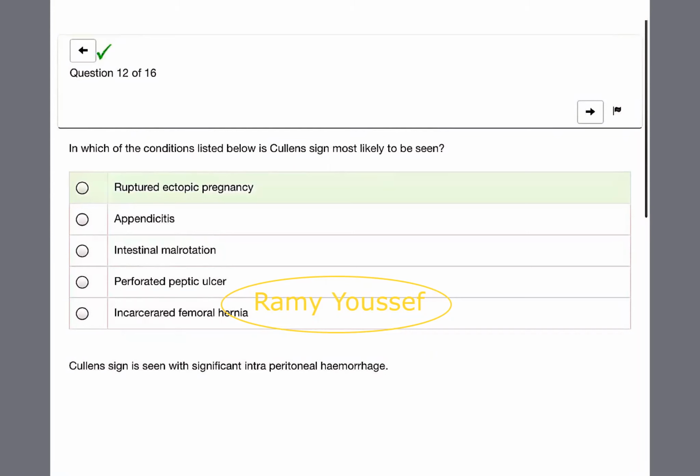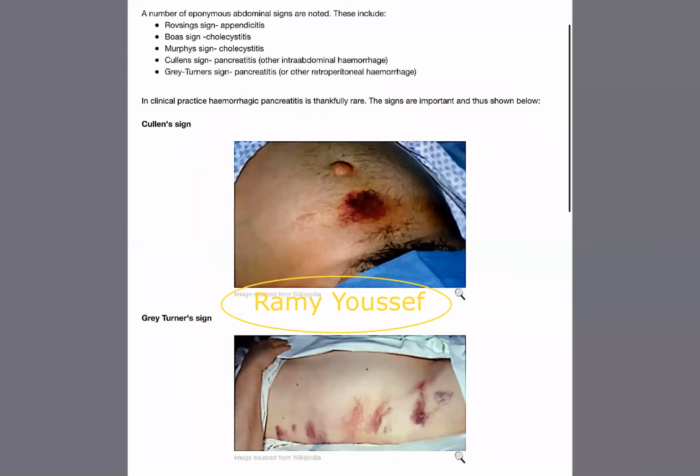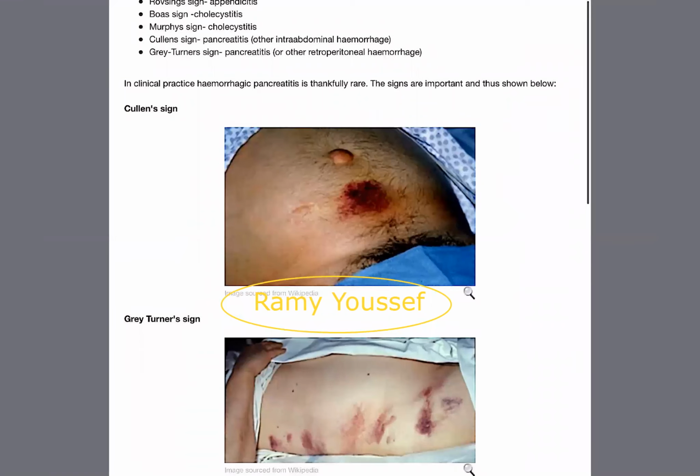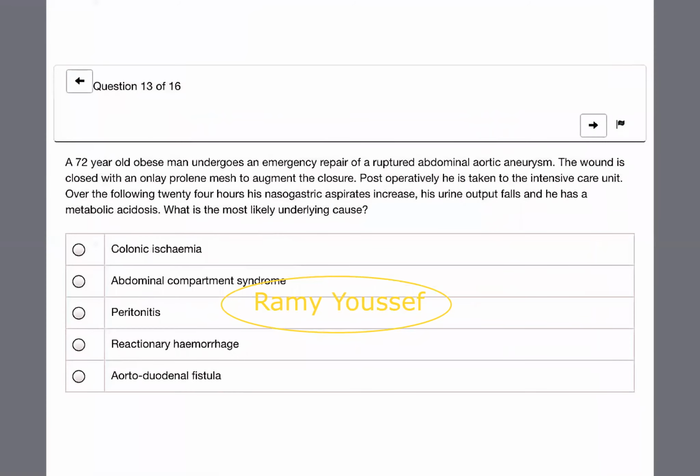And what is the other sign that we see in retroperitoneal hemorrhage? In the retroperitoneum, Grey Turner's sign. Okay, Grey Turner. We see it in the flanks, in retroperitoneal hemorrhage, like hemorrhagic pancreatitis, sometimes a leaking abdominal aortic aneurysm. You can see Grey Turner's sign. This is the flank ecchymosis, and this is the periumbilical ecchymosis. Okay, next question.